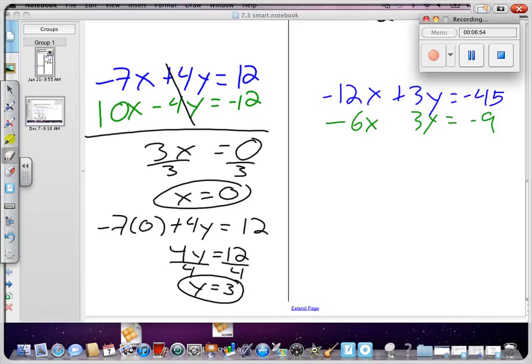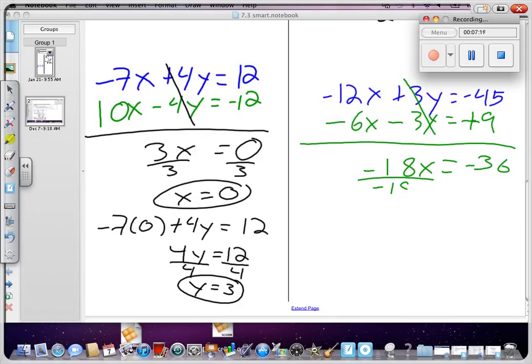Now I'm going to add straight down. Negative 45 plus 9 is negative 36. Now the 3's cancel, right? The y's are gone. Negative 12x minus 6x is negative 18x. Now what do we do? Divide. Negative 36 divided by negative 18 is 2. So x equals 2.